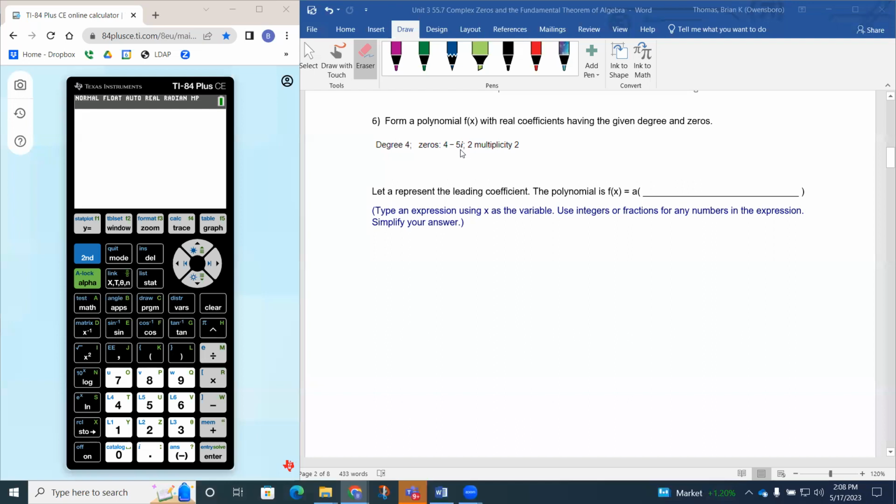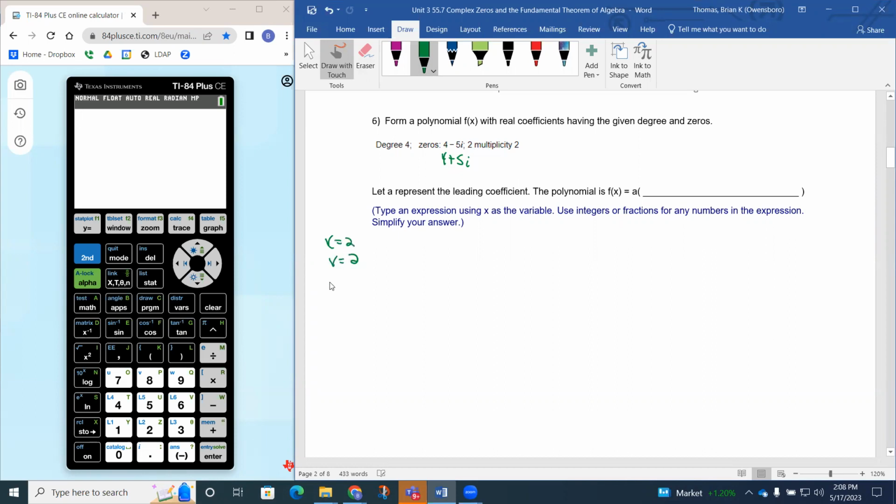I do see this 4 minus 5i, so its conjugate must be there as well. That means 4 plus 5i has to be present. And 2 has a multiplicity of 2, so that means there are 4 altogether. So remember, the zeros we have are x equals 2, x equals 2, x equals 4 plus 5i, and x equals 4 minus 5i.